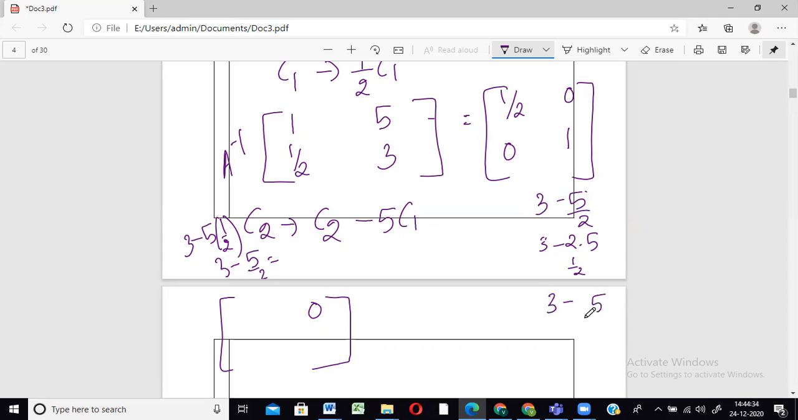Otherwise, if you want to do it as a fraction, you can cross multiply and do it that way also. 3 twos are 6, minus 5, divided by the multiplication of the two denominators, 1 twos are 2. So the answer is again going to be half only. So no problem, right? So this is again equal to half. This is half, and then C1 there is no change, so it will be easy.